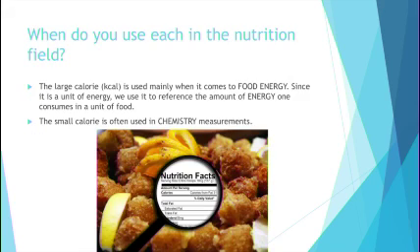So when do you use each of these terms in the nutrition field? When do you know when to use each? So the large calorie, the kcal, is used mainly when it comes to food energy. And because we love our food, we talk so much about food, we're all about the nutrition science, the kcal is actually what you will see the majority of the time in your studies. Since it is a unit of energy, we use it to reference the amount of energy that one consumes in a given unit of food. The small calorie, lowercase cal, is often used in chemistry measurements.